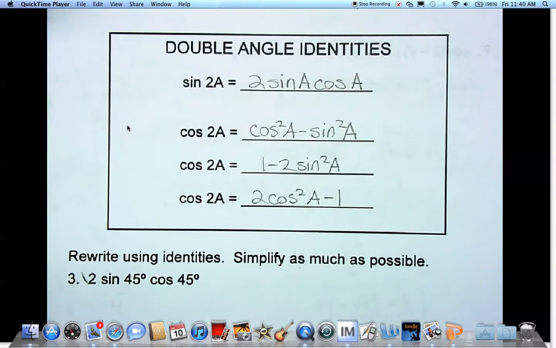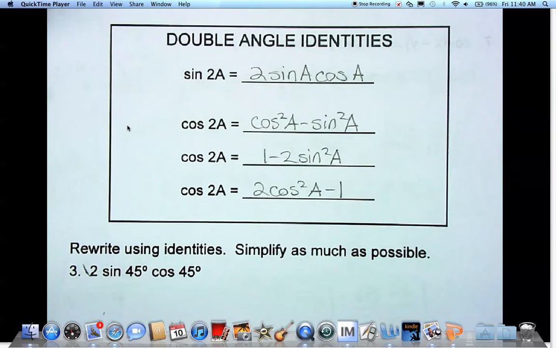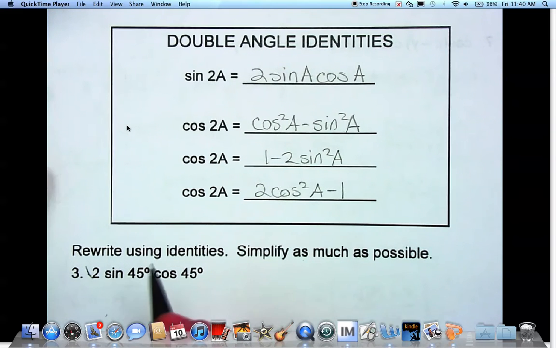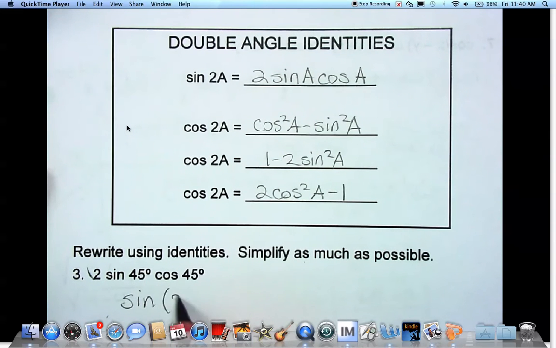We have all of those down. Okay, so now we're going to use these identities to rewrite some expressions and simplify them as much as we can. So we've got 2 sine of 45 cosine of 45. What is that one? Sine of 2A. So what is A? 45. So we're going to put the sine of 2 times 45.